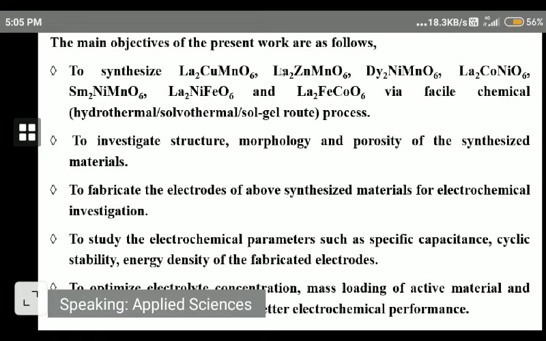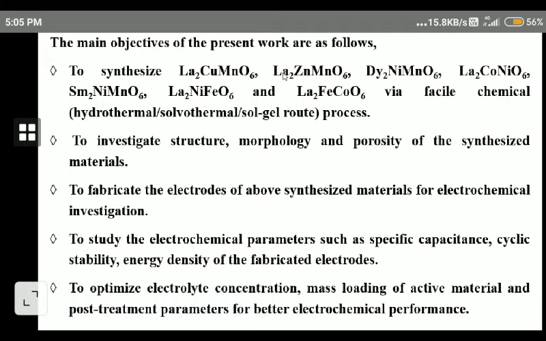To synthesize La2CuMnO6 and La2ZnMnO6, these different double perovskites, via facile chemical hydrothermal processes. Then investigate structure, morphology, and porosity, fabricate electrodes, which has not been done before, and study the chemical parameters. Then ultimately you optimize the performance.